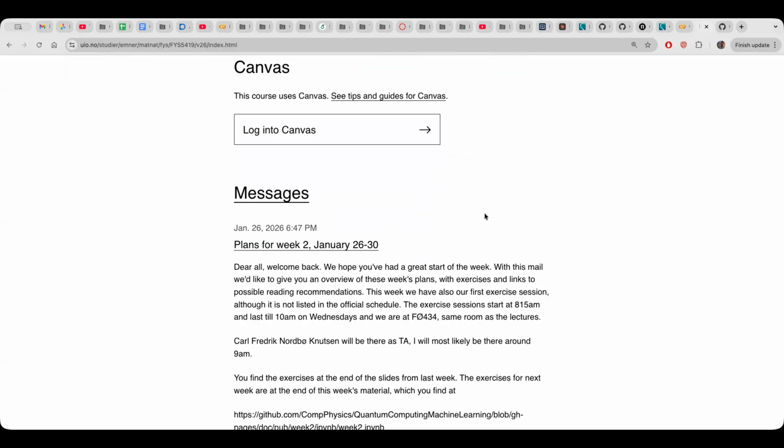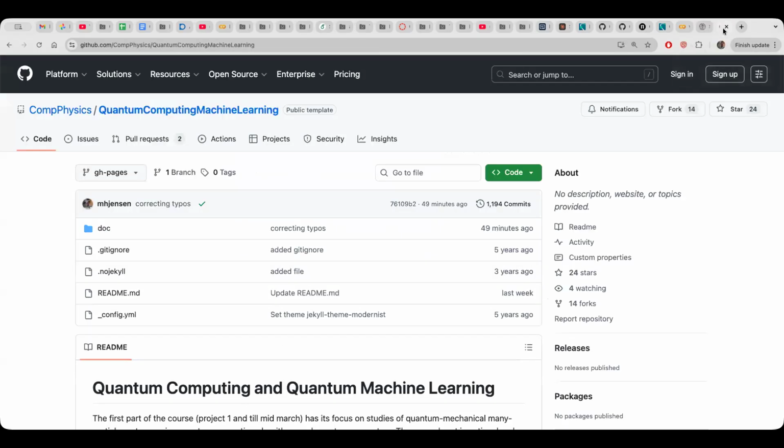If you want to establish a discussion forum, you can use Reddit or other ones, but that is something which I leave to you guys. And then the same messages which you see here are also sent as a regular email with an update and plans, etc. And then the other piece of practicality is obviously the GitHub site where you find basically everything.